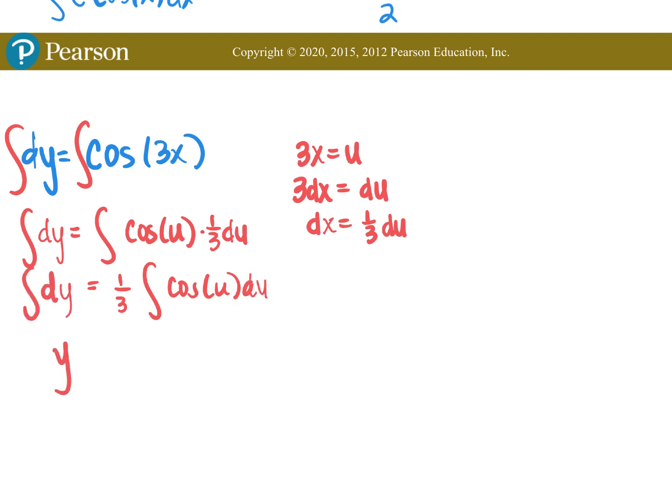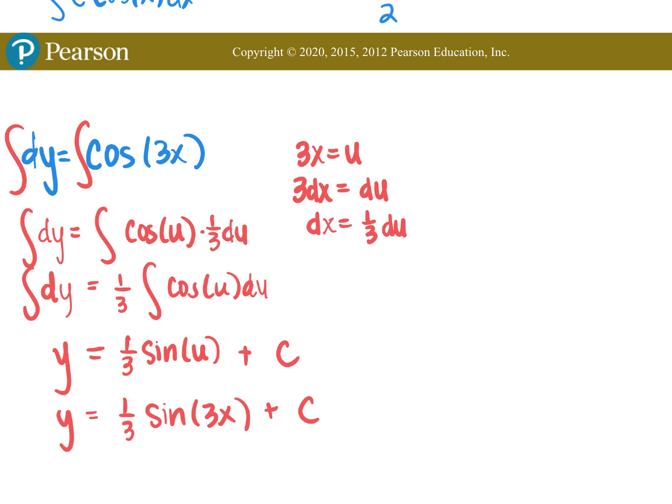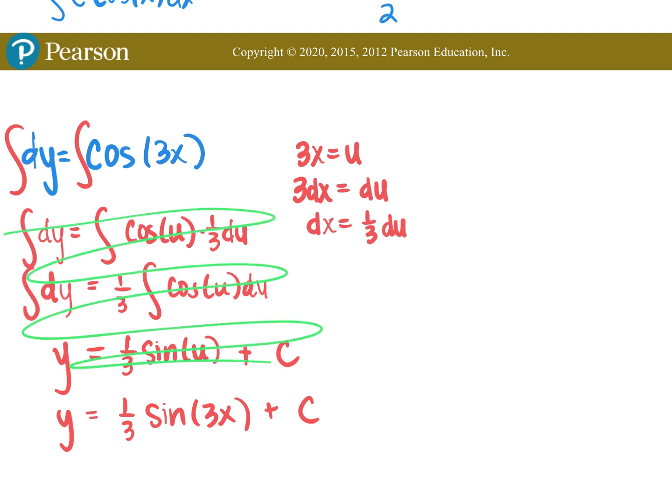And so the answer would be, y must be equal to 1/3 of whatever the antiderivative of the cosine of u is, which is the sine of u, plus c. And then you change the u back. So 1/3 the sine of 3x. Essentially, she's done that so many times now, she's remembering I can probably skip all of this stuff if I just remember that the antiderivative of cosine is sine, and the 3x means that I'm ultimately going to have a 1/3, or divide by 3, in the front.